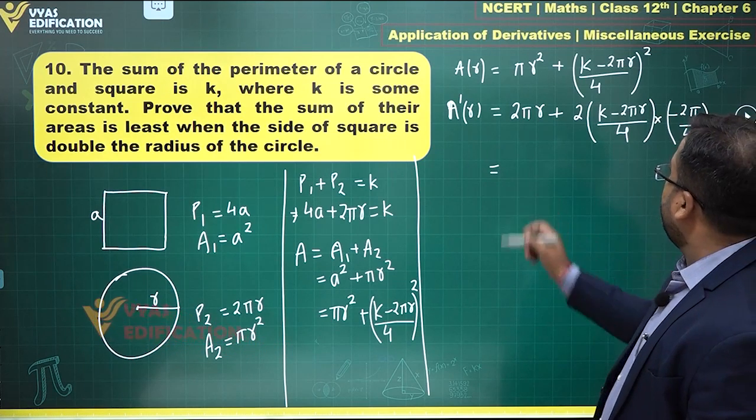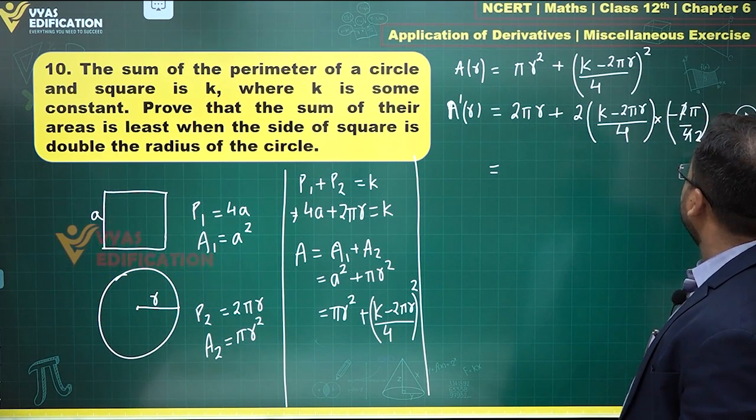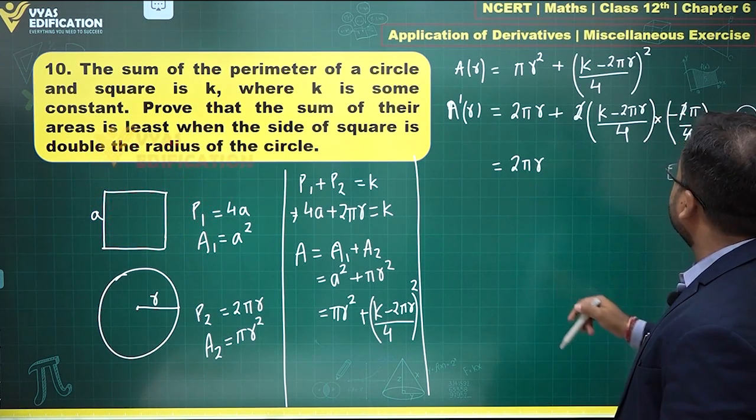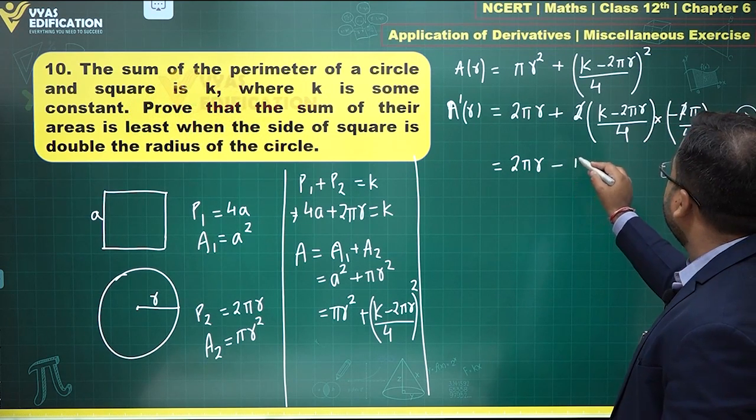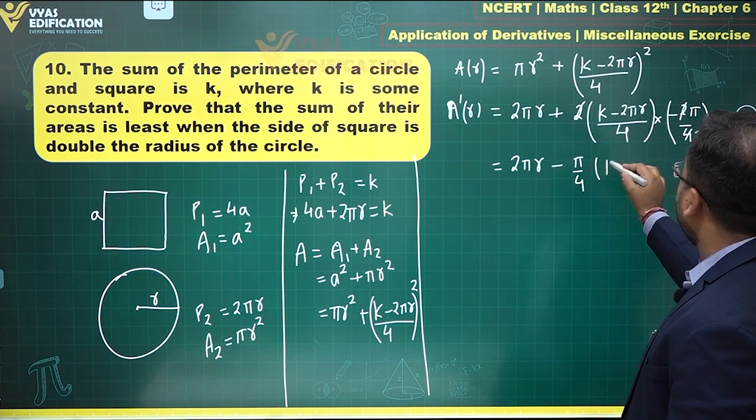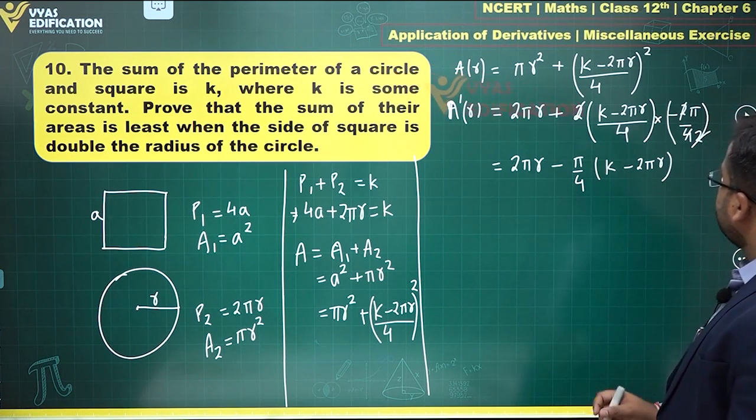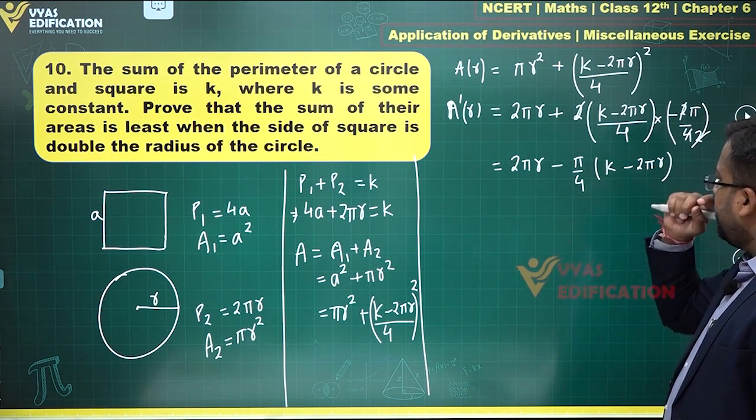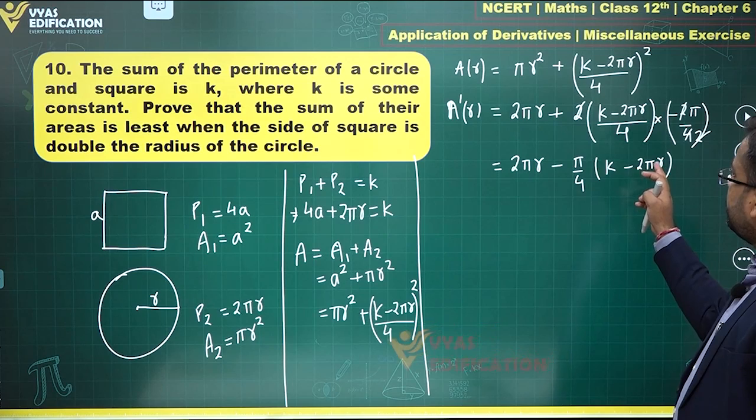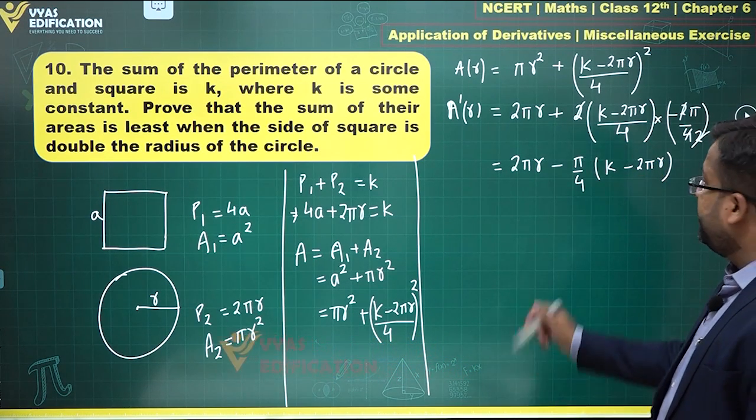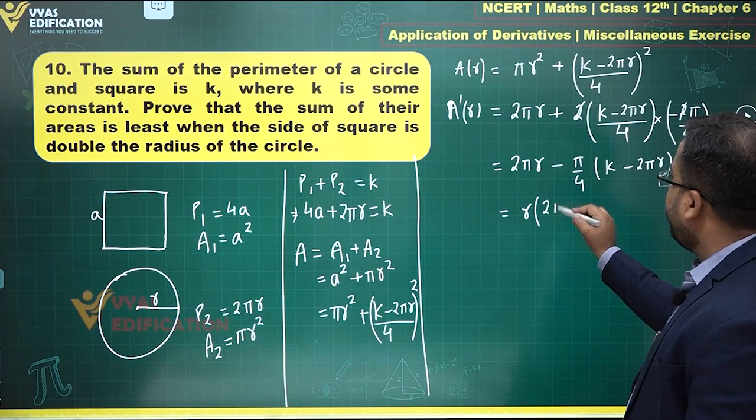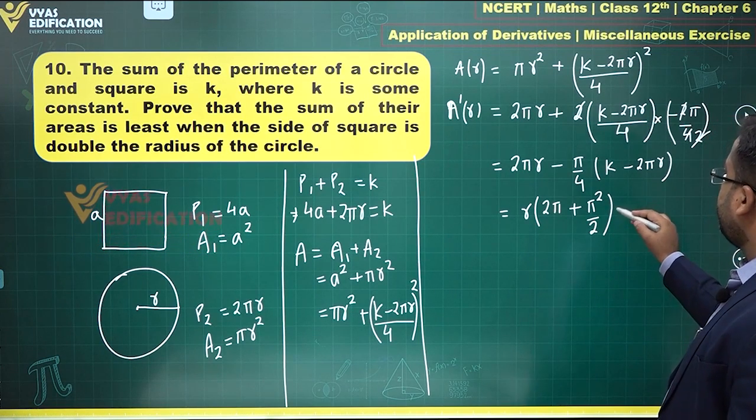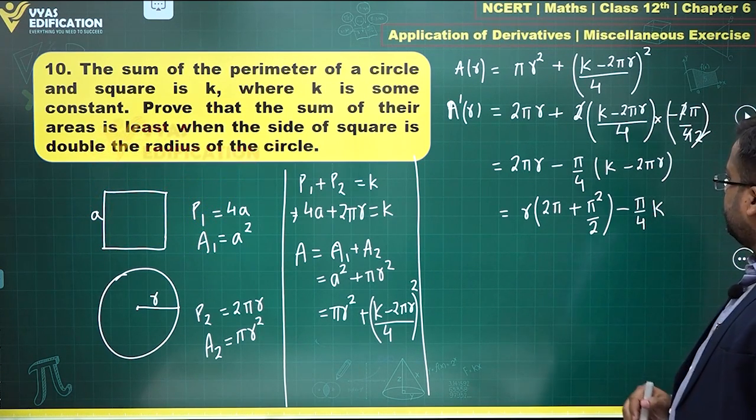Okay, that simplifies to what? This 2 and this 2 go together. This equals 2 pi r remains as it is, and what is this equal to? This is a minus pi by 4 times (k minus 2 pi r) is what I get, right? Is that okay? Yes, that seems okay. And this 2 pi r with a minus and a pi by 4 with a minus will actually become pi square by 2 with a plus. Let's simplify that. This is r times (2 pi plus pi square by 2) minus pi by 4 k is what I get.